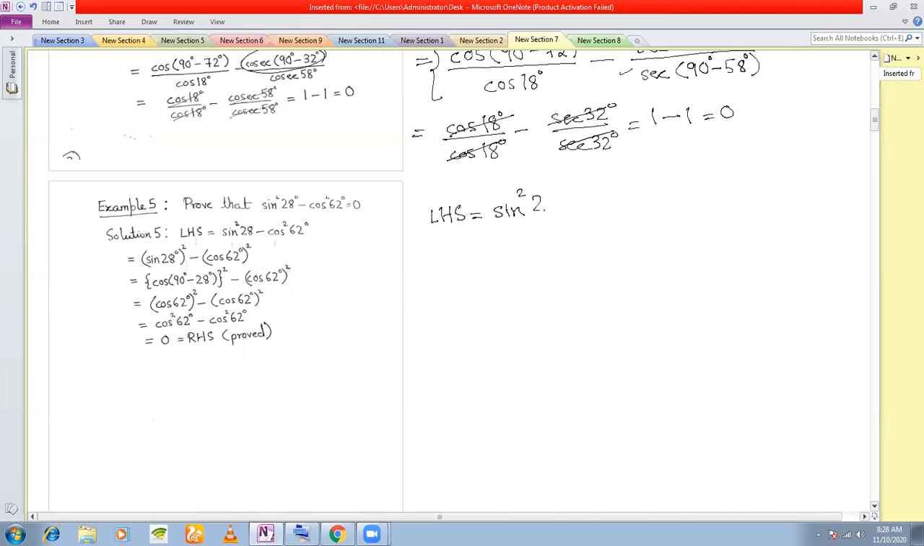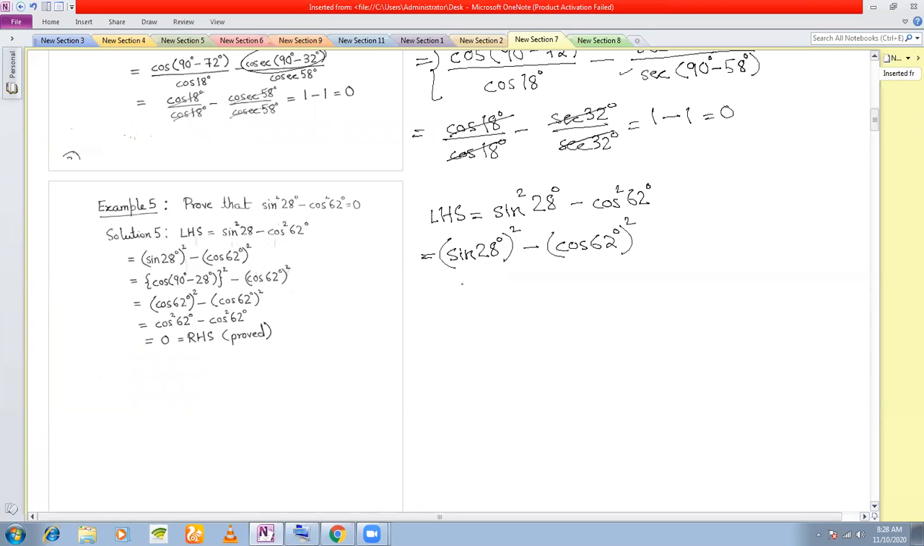Sine square 28 degree minus cos square 62 degree. Now remember, I told you that sine square 28 degree means sine 28 degree whole square, and cos square theta means cos theta whole square. Right, this is what I told you.